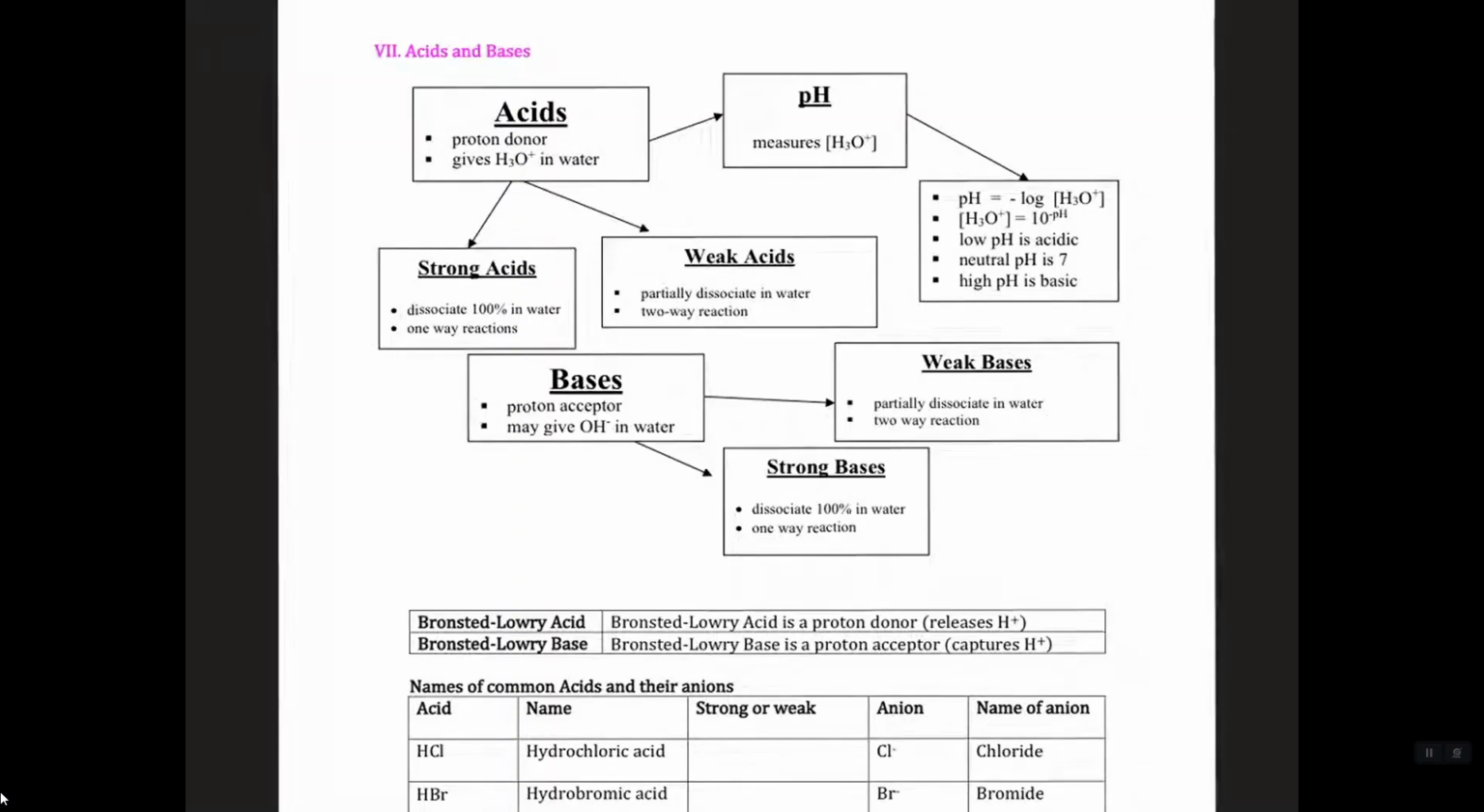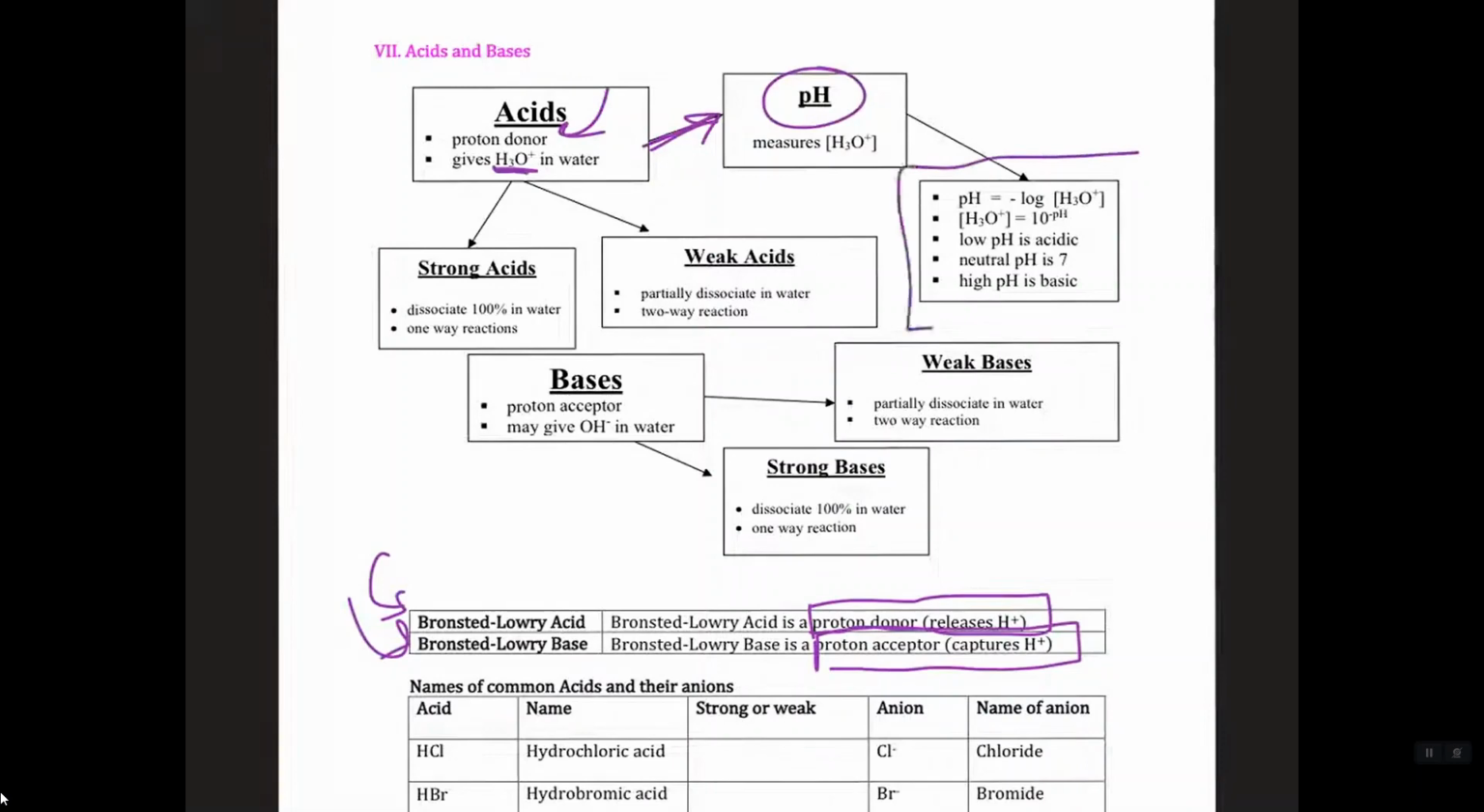So in short, acids, and that's the Bronsted-Lowry definition, are proton donors. I'll explain in a second what that means. And bases are proton acceptors. They capture hydrogen ion. So acids are proton donors, and they produce what we are going to learn is called hydronium ion. And if you measure the concentration of this hydronium ion, that's what pH is. And then we're going to learn about the pH and how to interpret it.